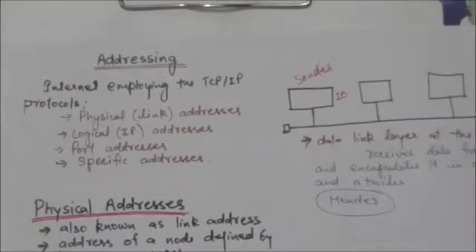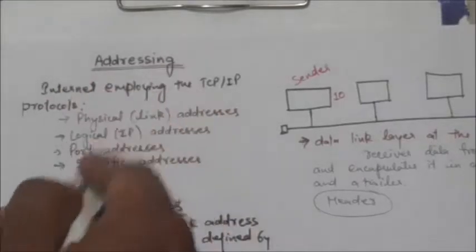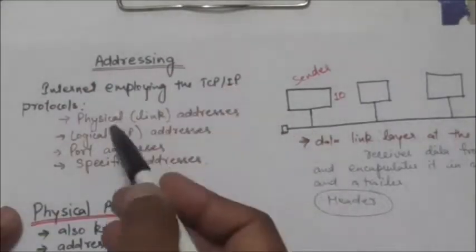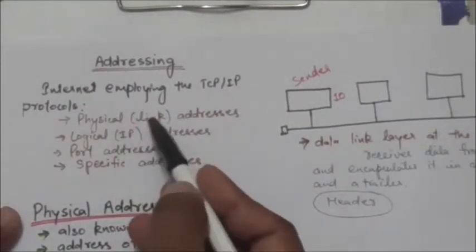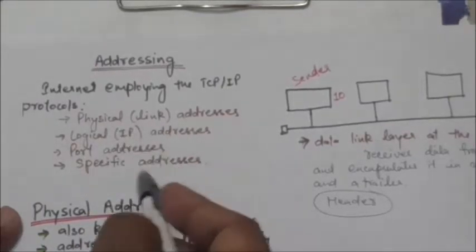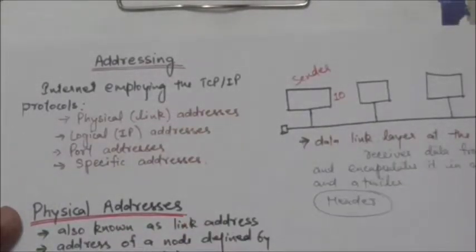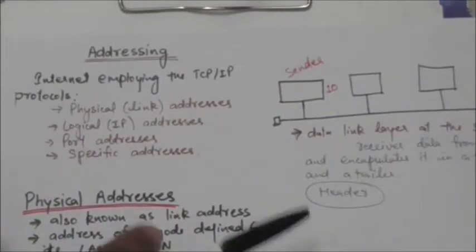Hello friends, welcome back. In this tutorial we will study physical addresses. The internet, which employs the TCP/IP protocol, has four levels of addresses: physical addresses, which are also called link addresses; logical addresses, which are also called IP addresses; port addresses; and specific addresses. In this tutorial we will study only physical addresses.